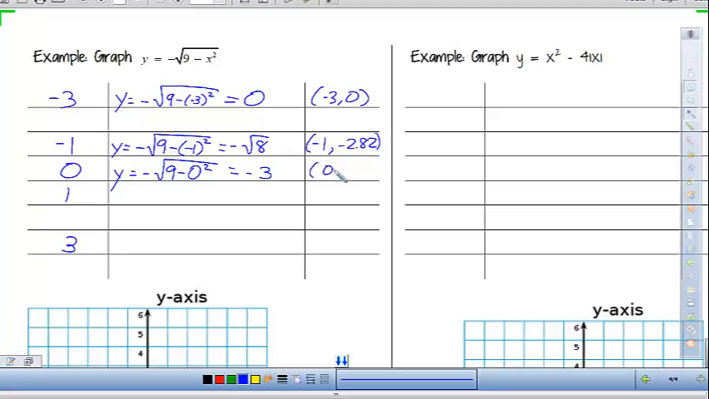So (0, negative 3). And then if I plug in 1, it's going to behave the same way as negative 1. So we'll get (1, negative 2.82). And then if I plug in 3, I'm going to get what? (3, 0). So we've got 5 points, and we're going to plot them and see what they look like.